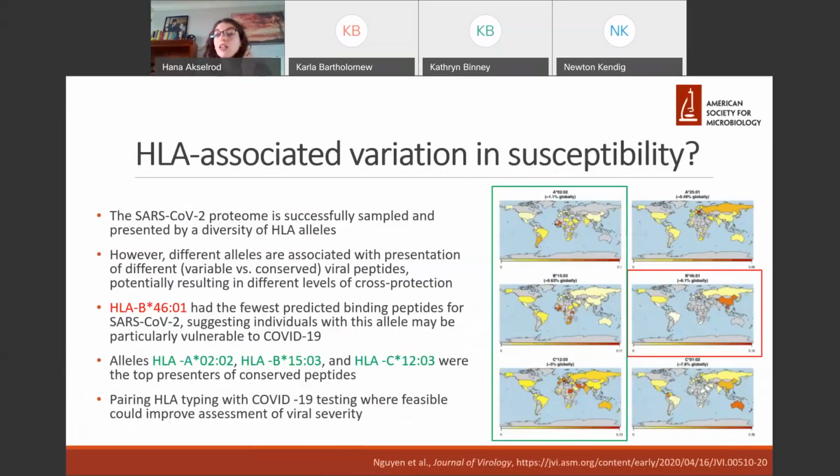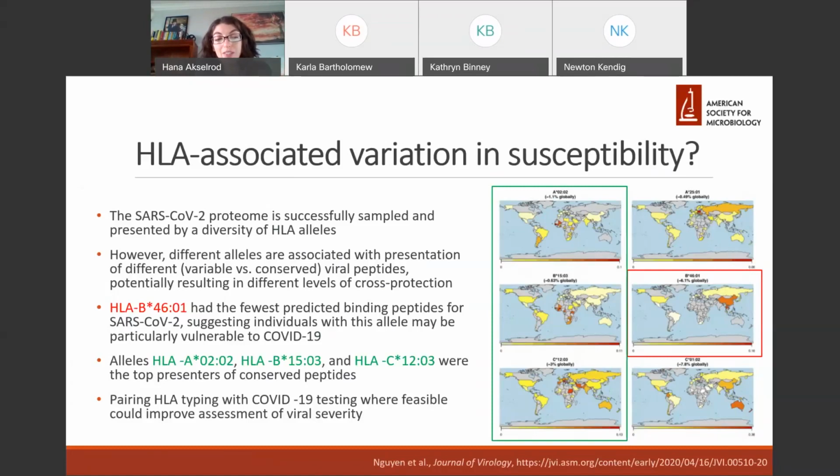There is an interesting study I'm sharing from the American Society for Microbiology, a Journal of Virology study, which looks at HLA differences in world populations, as well as HLA allele associations with the ability of the immune system to present different parts of coronaviruses for immune recognition and formation of immune memory. What this study addresses is that there are different parts of the SARS coronavirus 2 peptides which may be presented based on which HLA allele you have.